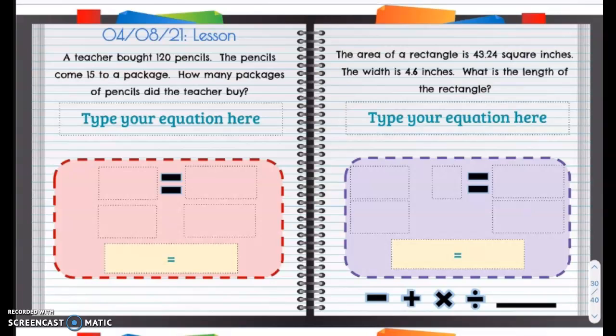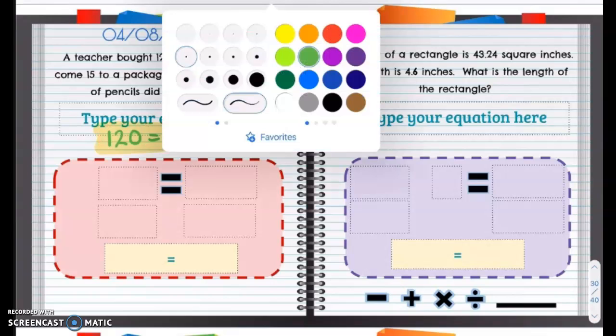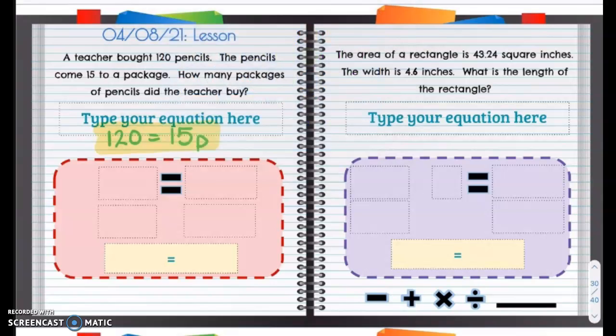We're going to figure out those pencils. She bought 120 pencils total. That means there were 15 in each package, so we can use P for package. We have 120 of those pencils, and they come 15 to a package. So 15 times the number of packages equals 120. Now we're going to solve and figure out how many packages she bought.